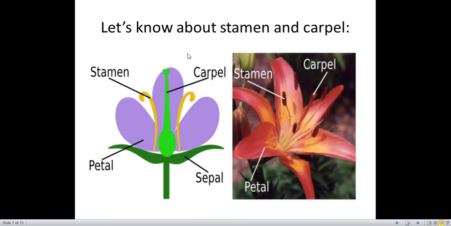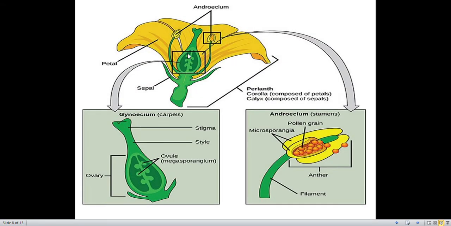Next is stamen and carpel. We can see stamen here. This is also known as androecium, and this part is the carpel or gynoecium. The stamen or androecium consists of anther and filament. The anther contains the pollen grains inside.